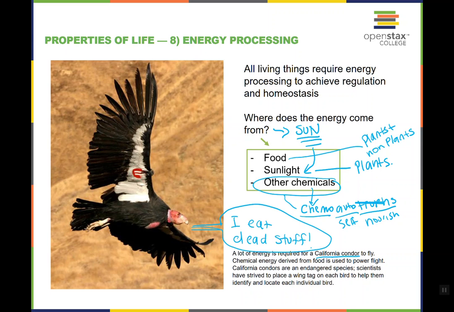But condors and vultures and other birds that eat carrion are really good at consuming the flesh of dead animals that might otherwise contaminate or harm other organisms. So they're a really important part of the ecosystem in which they live. And they use the chemical energy that they get from eating dead stuff to fly around.